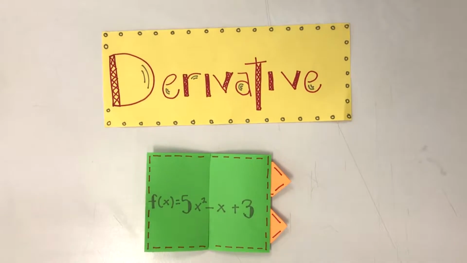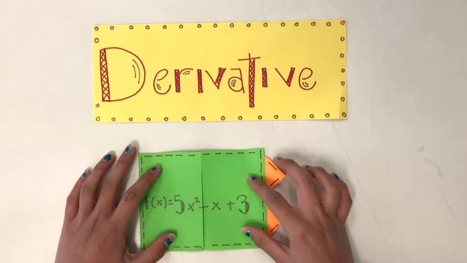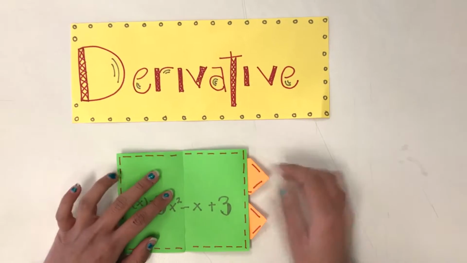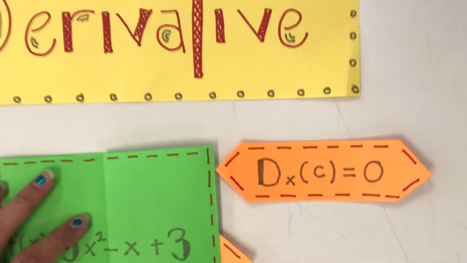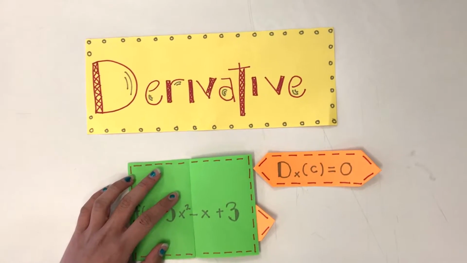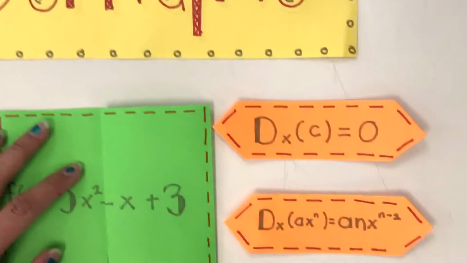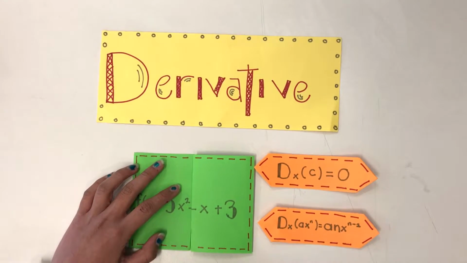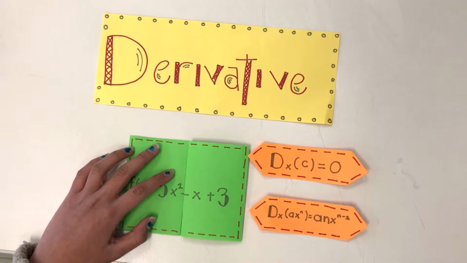Well, we have the principal function, the original function, and after this we use two rules. There is the constant rule, which is d/dx of c equals 0. And after this we use the power rule. There is d/dx of ax^n equals anx^(n-1).